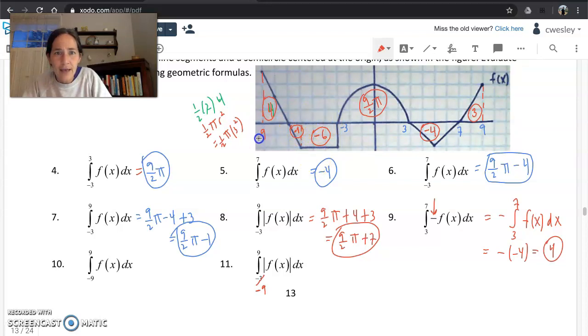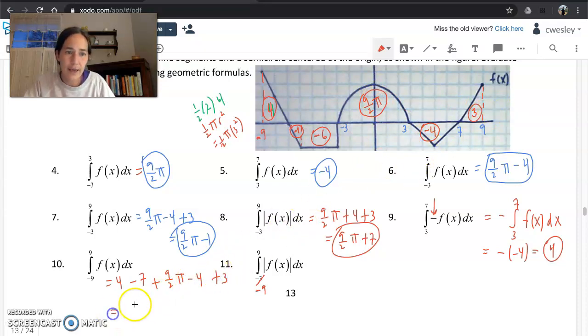They want us to add all this area up, so left to right. So we've got how much? 4 above the x-axis. I'm starting with that triangle. -1, -6, so -7. That's below the x-axis. Plus 9/2 pi, that semicircle's above the x-axis. -4, we're below the x-axis. And then plus 3. So again, we've got that 9/2 pi that's popping up in a lot of these solutions, and then add up the numbers. I think you get -4.